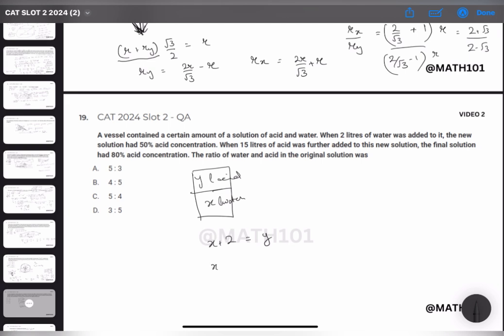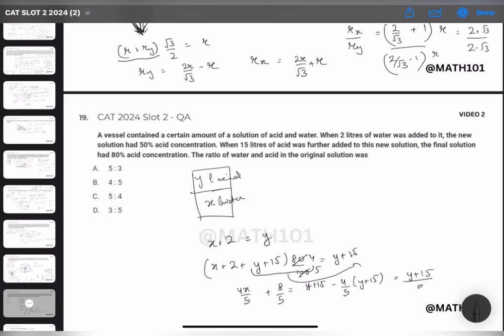So x plus 2 plus y plus 15 times 80%, this is 80 by 100 times x plus y plus 15. Thus I get 4x by 5, this is 4, this is 5, 8 by 5. Y plus 15 minus 4 by 5 into this term comes here is equals to y plus 15 by 5.